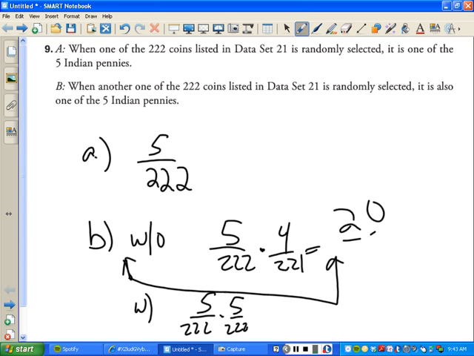So this is the answer I'd go with, which is 20 over a whole lot. You've got a calculator, you can figure it out. 49,062. So it's 20 over 49,062? That's 222 times 221. And then 20 divided by that as a decimal?